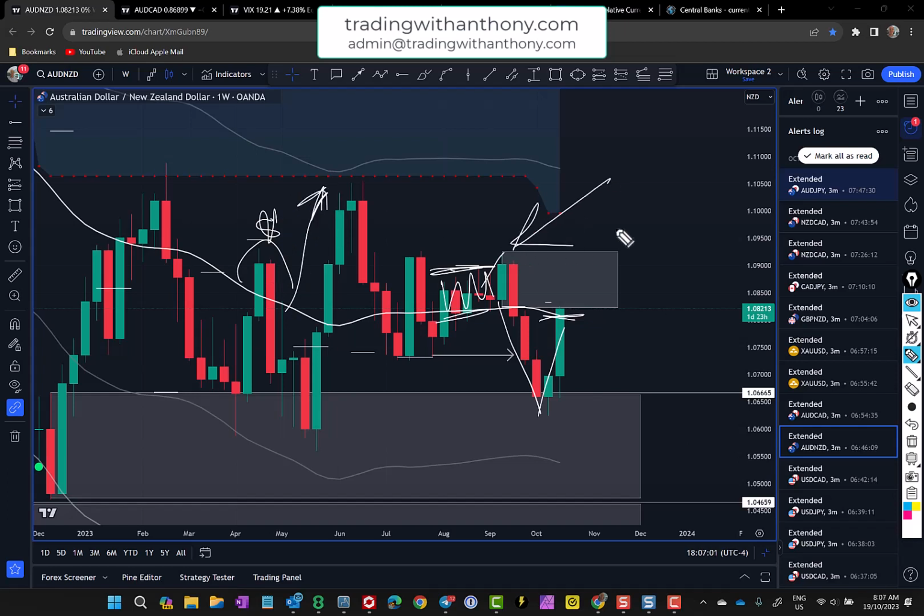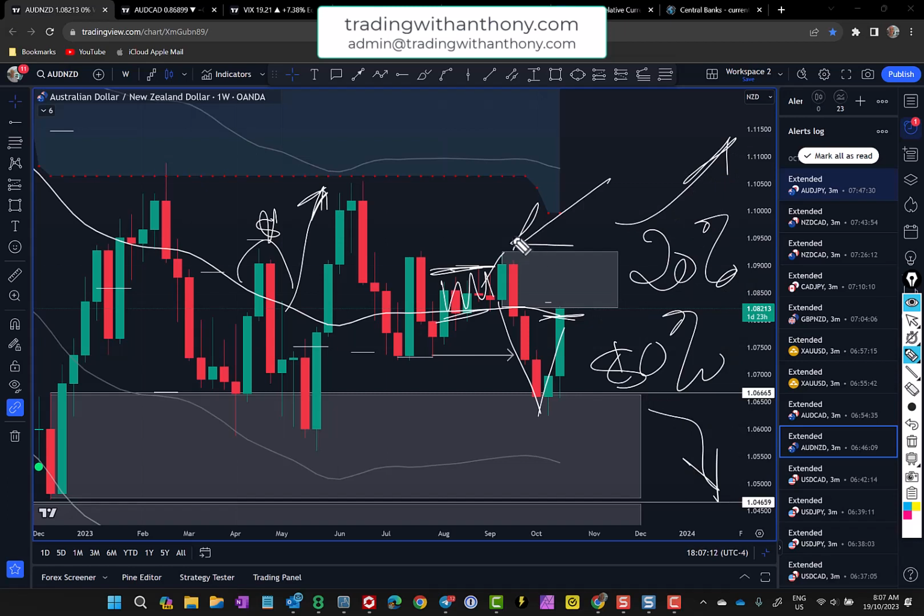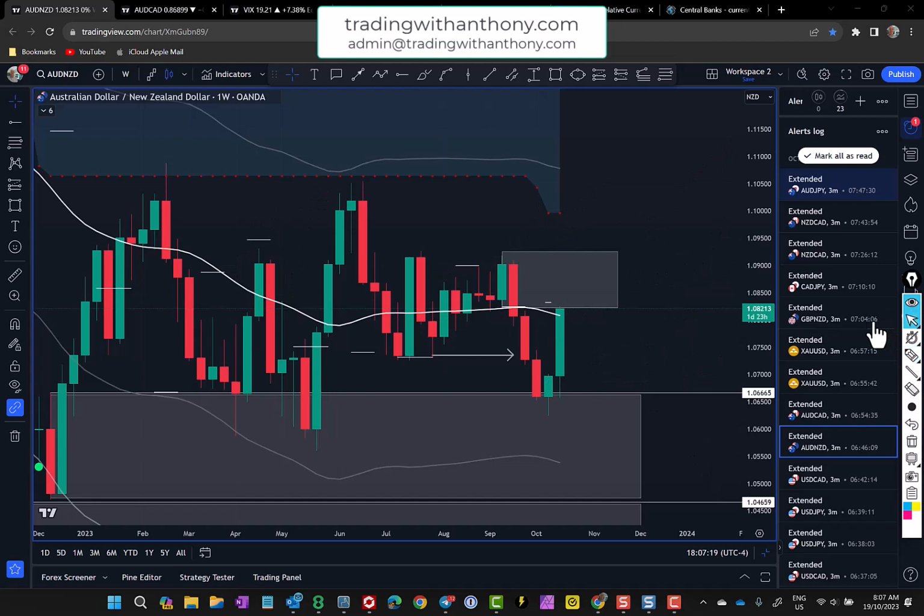I could be wrong. I think I give this an 80% chance of success and always allow a 20% possibility that it goes against us. Stop gets taken out, so you have to manage your risk accordingly. Don't go in with a huge lot size.